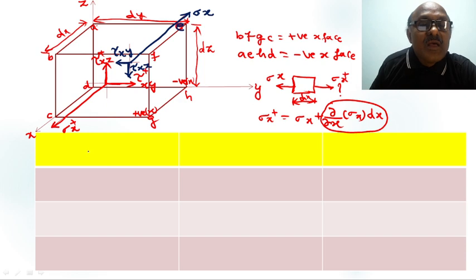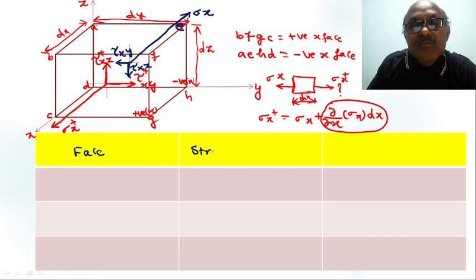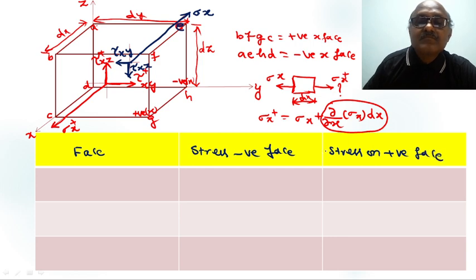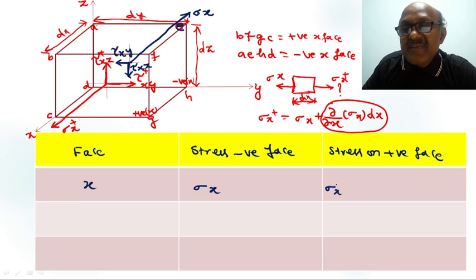Now coming to the phase: stress on the negative phase, stress on the positive phase. Here we consider the x phase. So on the negative phase, the normal stress is sigma x. What is the normal stress on the positive x phase? That is sigma x plus.